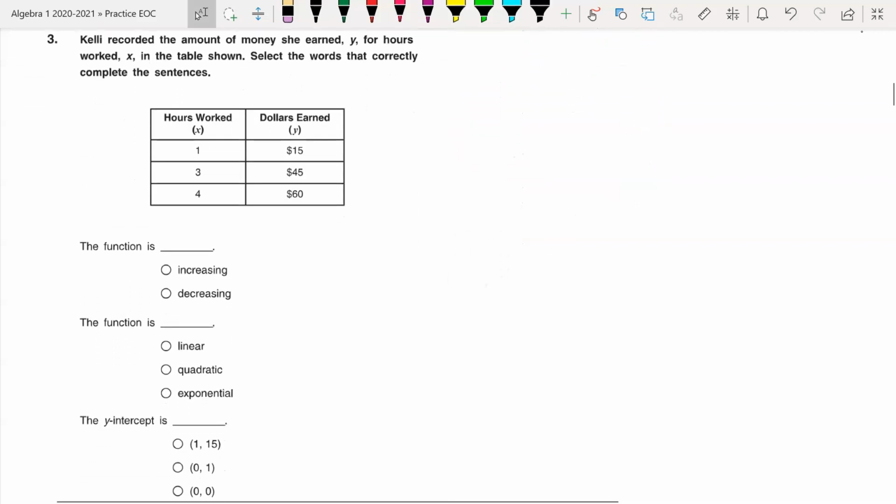Number 3, it says Kelly recorded the amount of money she earned, Y for hours worked, X in the table shown below. Select the words that correctly complete the sentences. So the function is, well, if you notice, my Y values are going up.